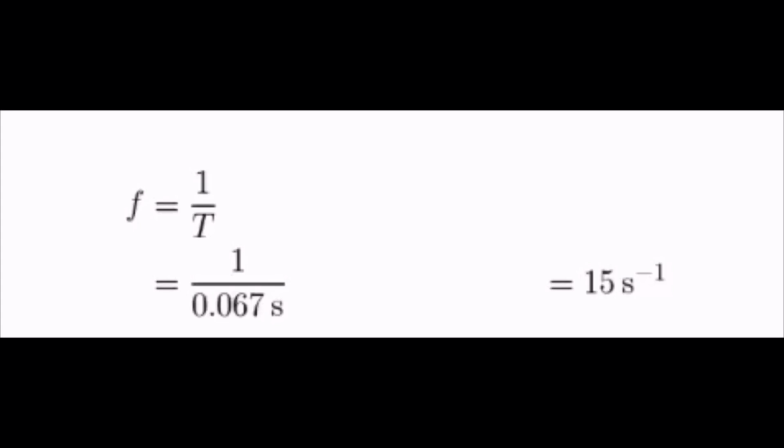Now, for the second method, we would be using the previous equation we used earlier, which is frequency equals 1 over our period. And this would be 1 over 0.067 seconds. And we would end up with the same answer of 15 beats per second.